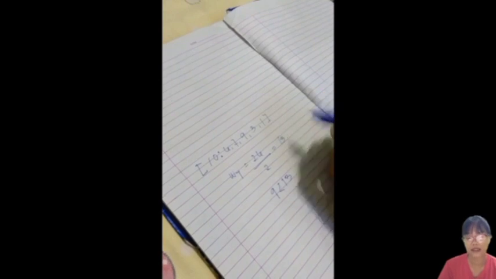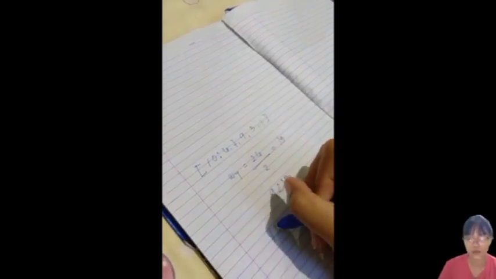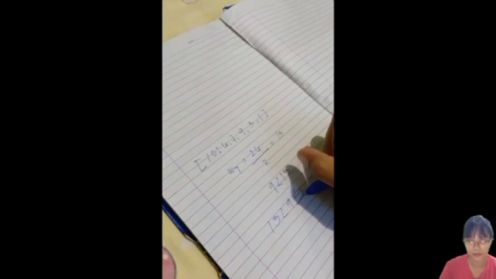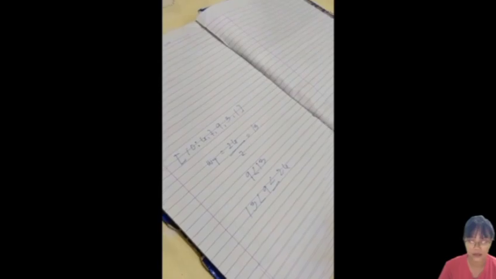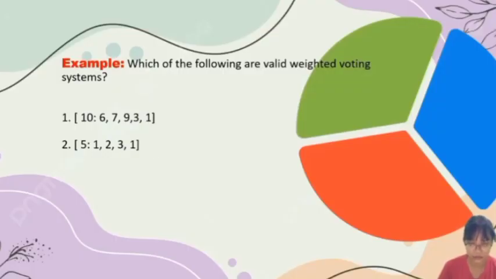Eh kung 10 is less than 13, so yung quota is less than 13. Dapat kasi, ang quota is greater than 13 or pwede less than or equal to the total weights na 26. Ganyan. So, dapat ganyan. Pero dahil ang 10 ay di pasok sa range, so this is invalid. This number 1 is invalid for the weighted voting system.